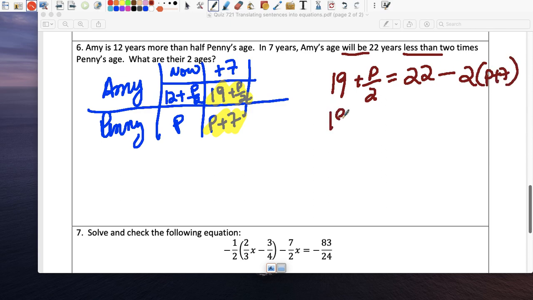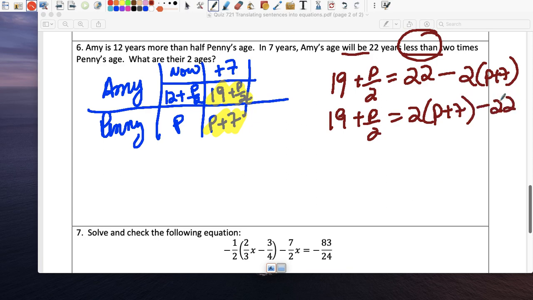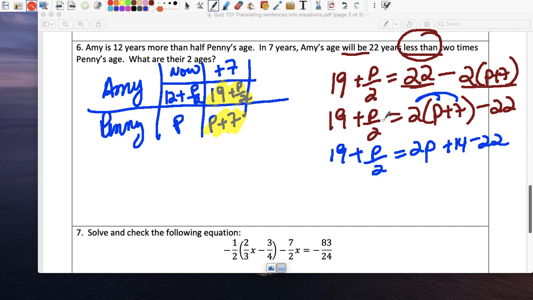All right, so everything looks good except that I need to switch, right? The phrase is less than, so 2 times P plus 7 will switch with 22. These two terms will switch positions. That's it. The rest is just solving. So 19 plus P over 2 equals 2P, distributive property, plus 14 minus 22. Distributive property is done. Look at the left side. Can I combine 19 and P over 2? I can't. On the right side, can I combine 14 and 22? I can. So 2P minus 8.